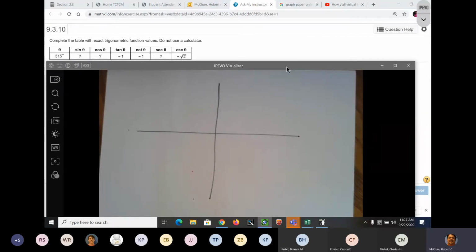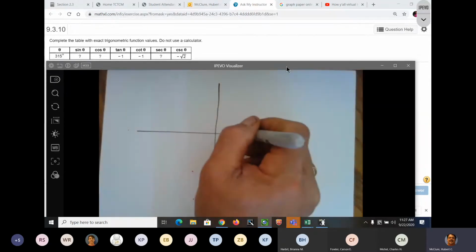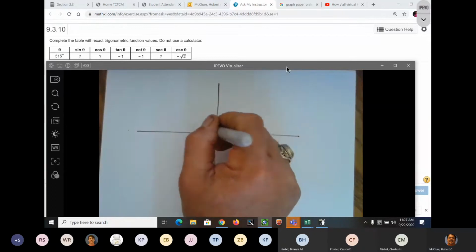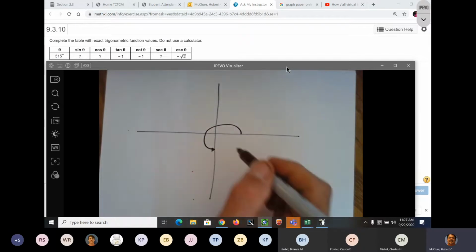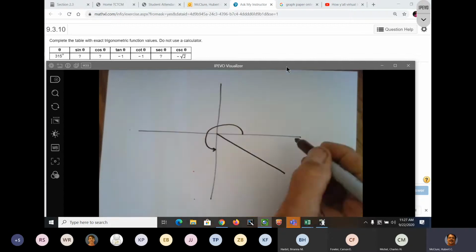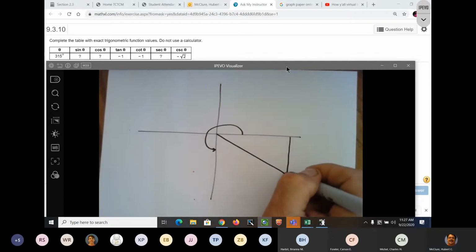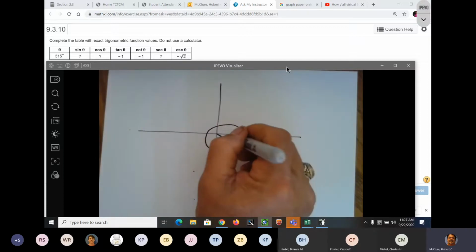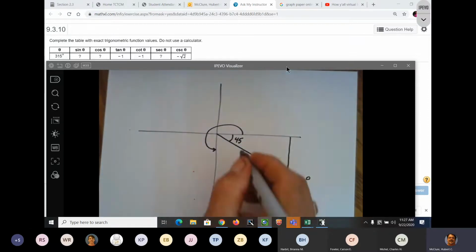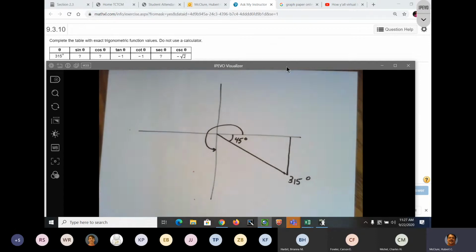Well, I know it's past 270. So I believe it's 360 minus 45, isn't it? I believe it is. So that means this is 315, and this is 45 degrees. So your special angle is a 45-degree angle.